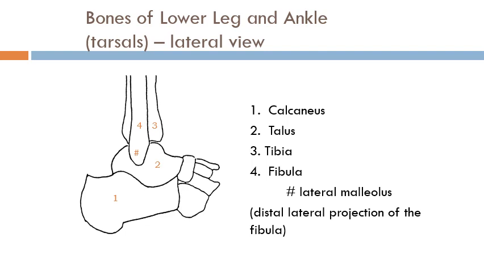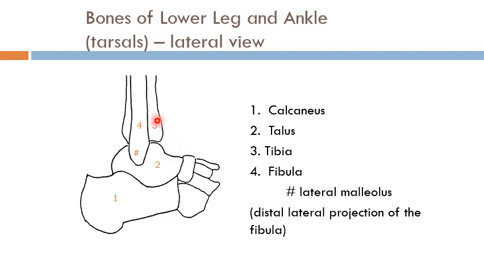So here we look at some of the bones of the lower leg and ankle, and you can see some of the tarsal bones. Like in the wrist we have the carpal bones, in the foot we have the tarsal bones. Okay, if you examine the picture here, number one is the calcaneus, or what you'd commonly call your heel. The calcaneus is the big bone here. Your talus is number two.